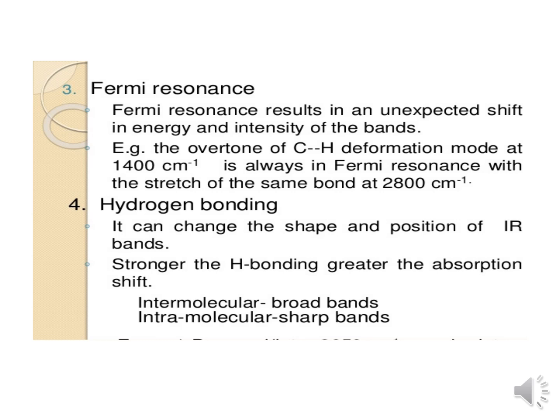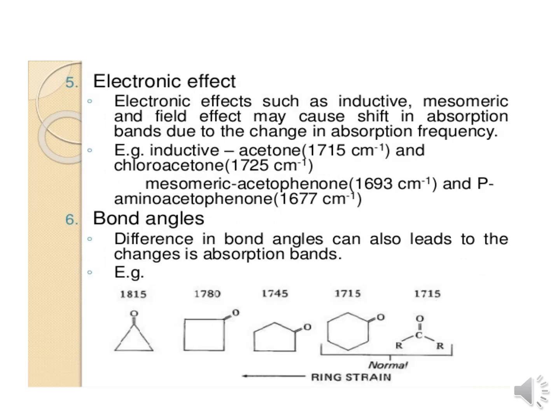Another factor is hydrogen bonding. It can change the shape and the position of IR bands, because hydrogen bonding is of two types. One is intermolecular, another one is intramolecular. The intermolecular gives a broad band, and the intramolecular gives a sharp band. And the next factor is the electronic effect. The electronic effect, such as inductive, mesomeric and field effect, may cause a shift in absorption bands due to the change in absorption frequency.